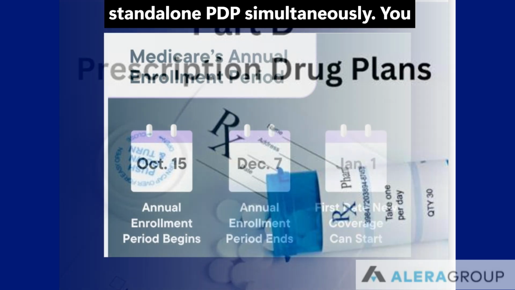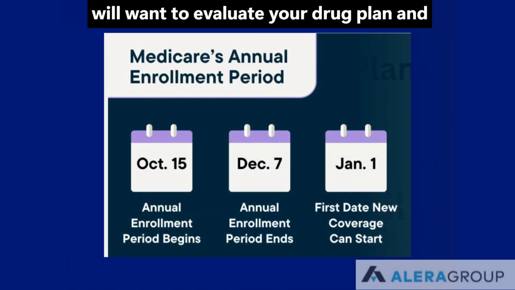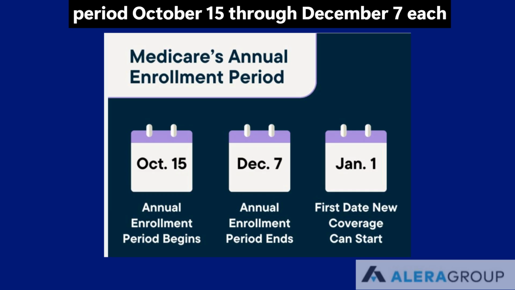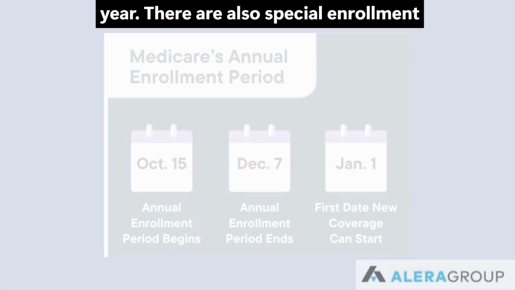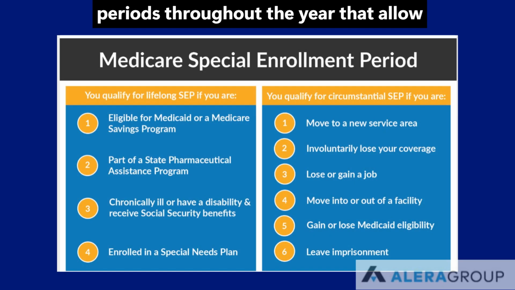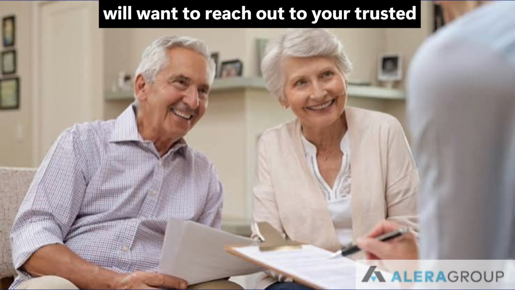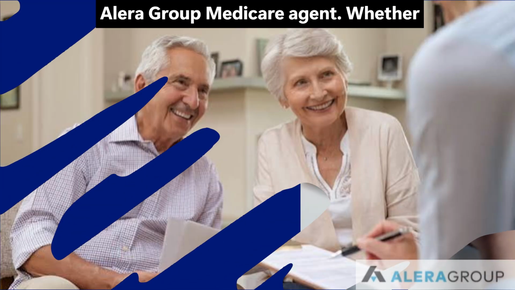PDP simultaneously. You will want to evaluate your drug plan and make changes during the annual enrollment period October 15th through December 7th each year. There are also special enrollment periods throughout the year that allow for a change. If you have questions, you will want to reach out to your trusted Alira Group Medicare agent.